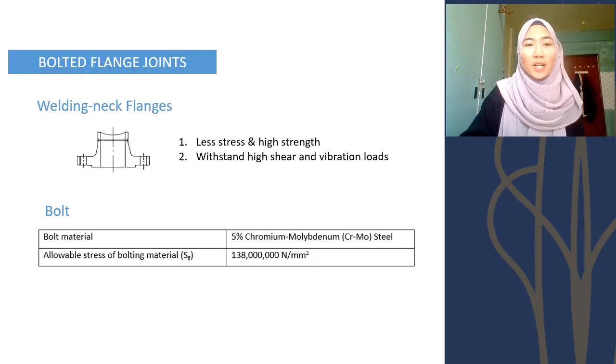For the bolted flange joints, the welding neck flange is selected as the preferred flange, since it has less stress and high strength to withstand the high shear and vibration loads. Meanwhile, the bolt material of 5% chromium molybdenum steel is selected, with an allowable stress of bolting material around 138 Newton per millimeter square.